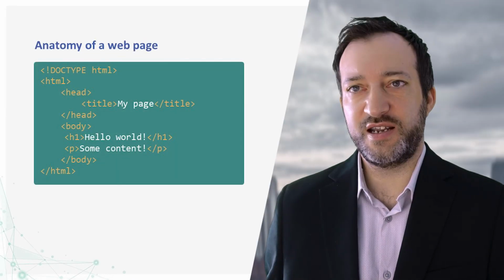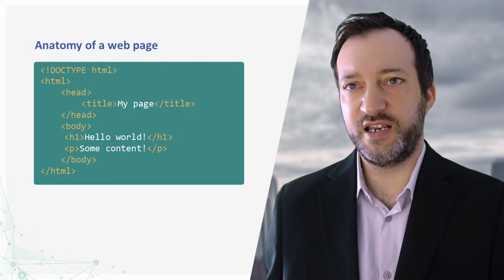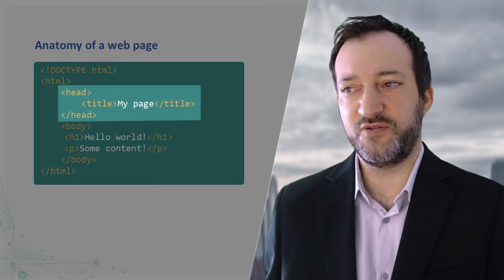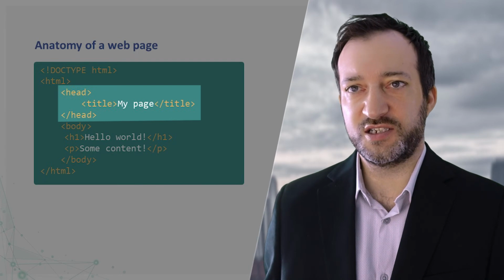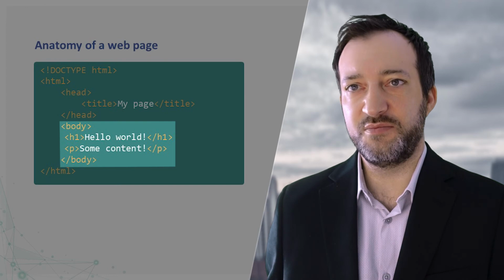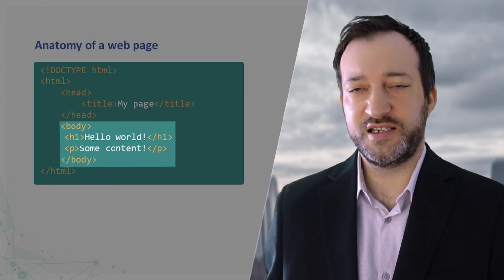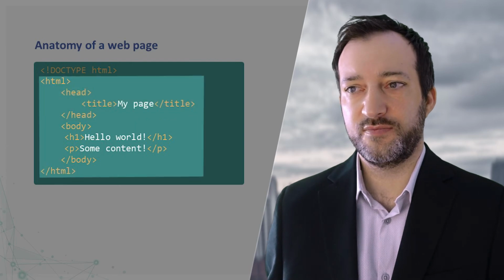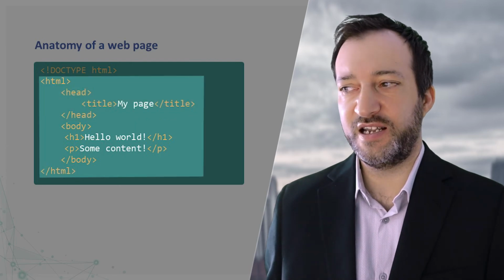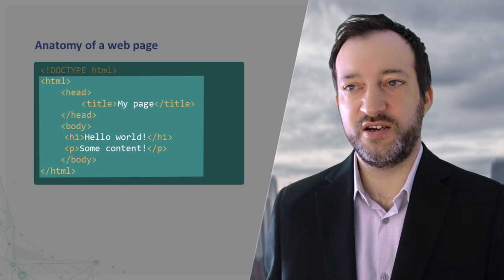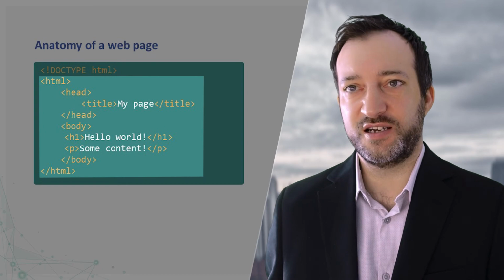Let's take a quick look at the anatomy of a basic web page. There are two main sections to any web page. The first is the head section, and this contains information about external files and other metadata such as the title of our web page. The next section is the body section and contains the main content of any web page. In this case we have a heading saying hello world and a paragraph with some content written in it. All this is contained in the root element, the HTML element, so all HTML code will go inside the opening and closing HTML element tags.